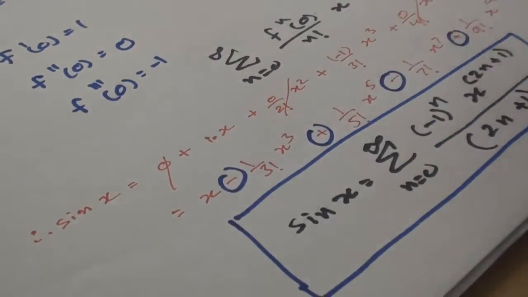Negative 1 due to the alternating signs, 2n plus 1 factorial because of the continuous odd numbers in the denominator, and x raised to the power of 2n plus 1 due to the continuous odd powers of x. And there is your answer.